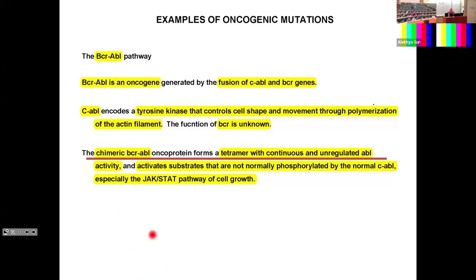But what happened is that when you have, we say about the translocation, right? They have some chromosome rearrangement. So what happened is it generates this BCR-ABL, a new oncoprotein form, right? It's a tetramer with continuous and upregulated activity. So it doesn't matter what is the pathway that follows, but the more important is a new protein. That protein is a fusion protein and it was not in the normal conditions.